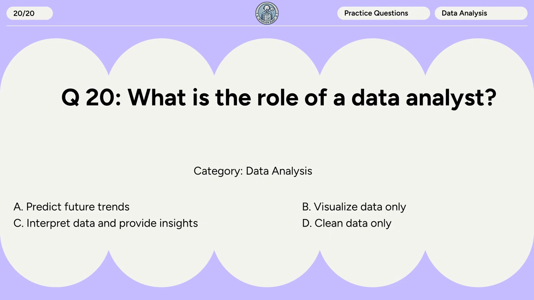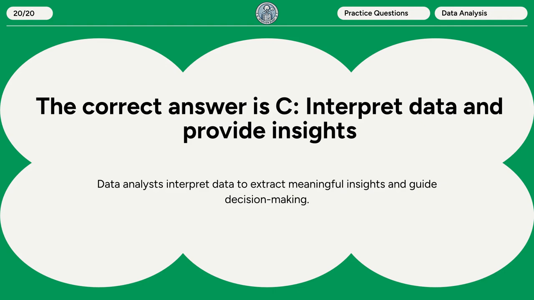Question 20. What is the role of a data analyst? A. Predict future trends. B. Visualize data only. C. Interpret data and provide insights. D. Clean data only. The correct answer is C. Interpret data and provide insights. Data analysts interpret data to extract meaningful insights and guide decision-making.